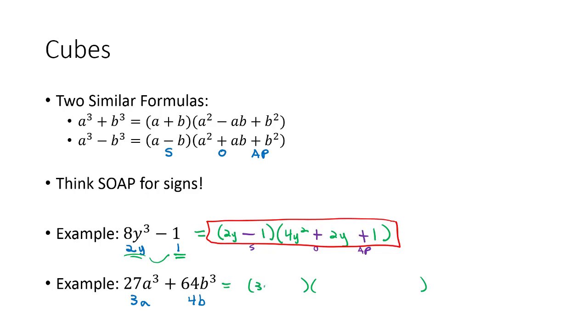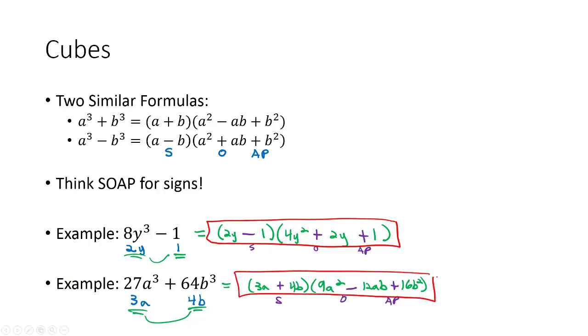First, we use those two parts, 3a and 4b. Then we square the first one. 3 squared is 9, a squared. Multiply them together. 3 times 4 is 12, ab. Square the last one. 4 squared is 16, b squared. And then I just need to fill in the signs with SOAP. Same sign as the problem is a plus. O, the opposite sign of the problem. And the last one is always positive. And now we have our factored solution.